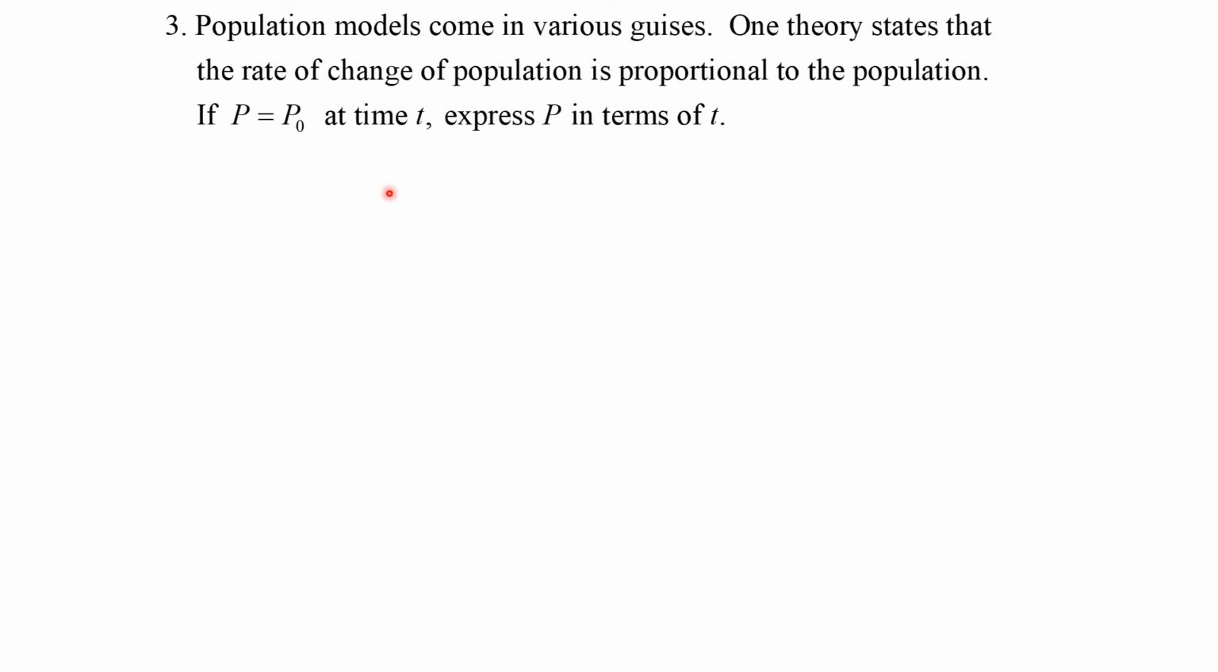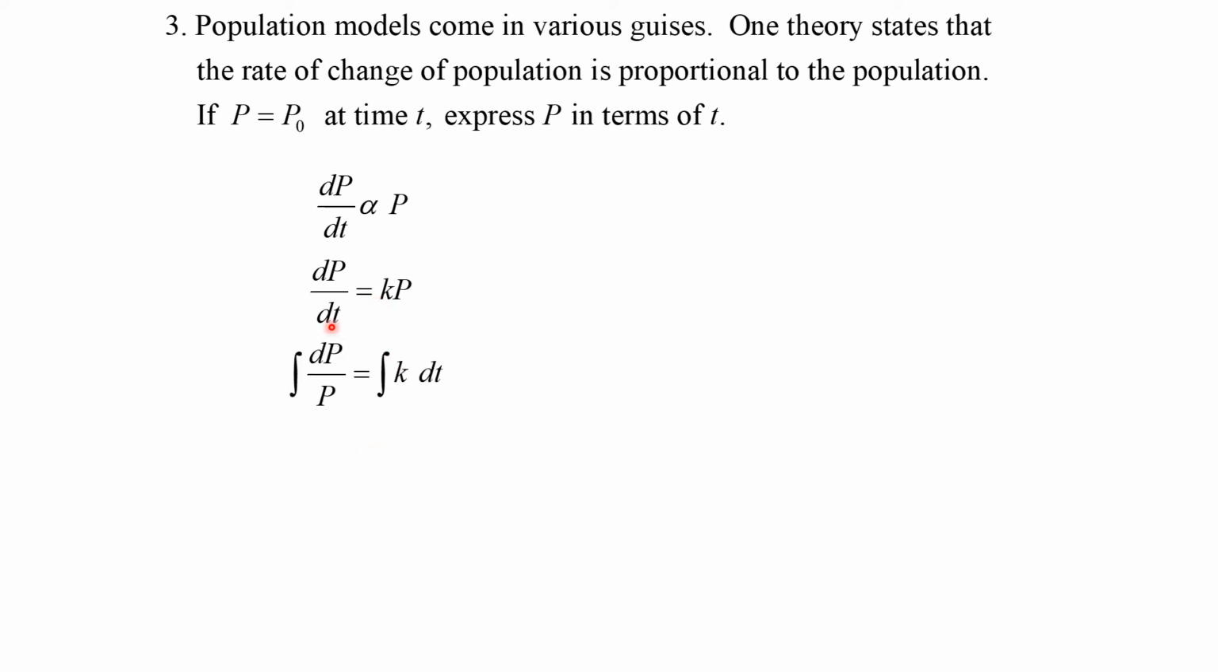In the third example, we discuss a population model. One theory states the rate of change of population, dP/dt, is proportional to the population, which is P. So you need to come up with the equation first. dP/dt is proportional to P based on this sentence, and you need to express P in terms of t. So you need to apply the separable variable integration technique. In order to write it as an equation, you need to introduce an unknown constant, which normally we use k.